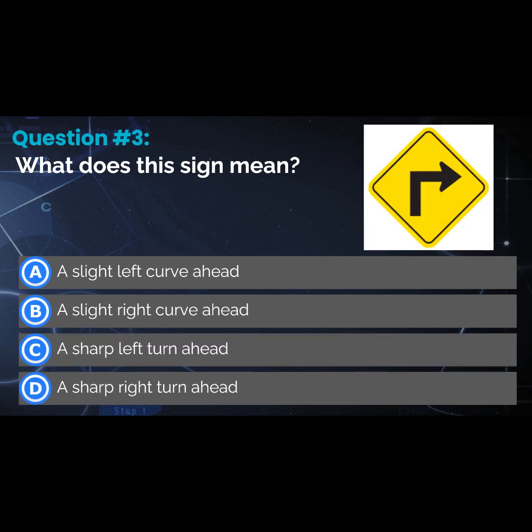Question 3. What does this sign mean? A. A slight left curve ahead. B. A slight right curve ahead. C. A sharp left turn ahead. D. A sharp right turn ahead. The correct answer is D. A sharp right turn ahead.